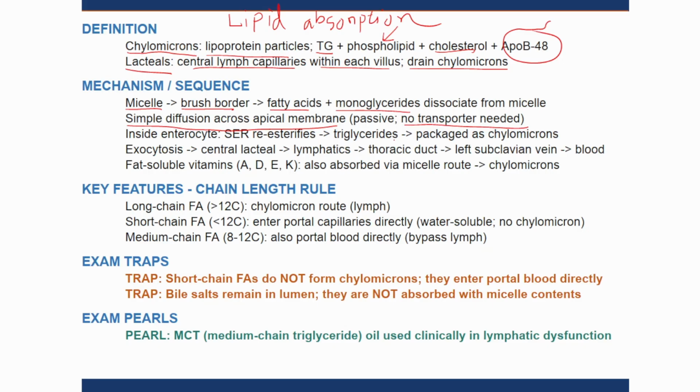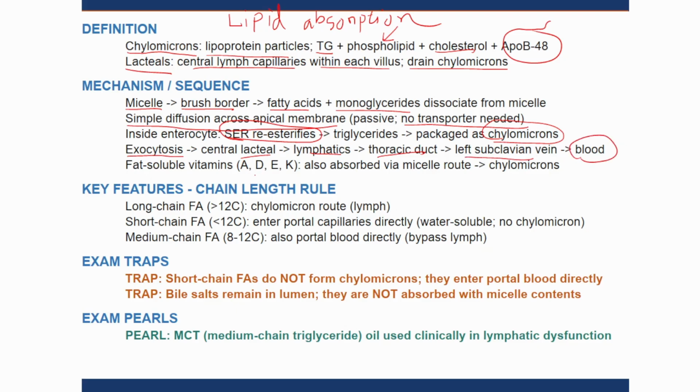Once inside the cell cytoplasm, the smooth endoplasmic reticulum re-esterifies these lipids. After they are re-esterified, they are then packaged as chylomicrons. Next, these packaged chylomicrons leave the cell. The massive chylomicrons undergo exocytosis, entering the central lacteal, flowing through the lymphatics to the thoracic duct, and finally emptying into the left subclavian vein to join the systemic blood.